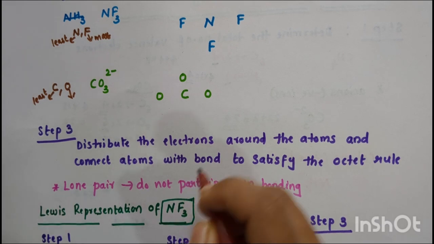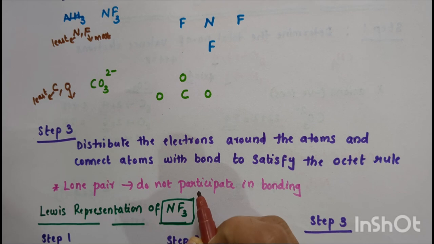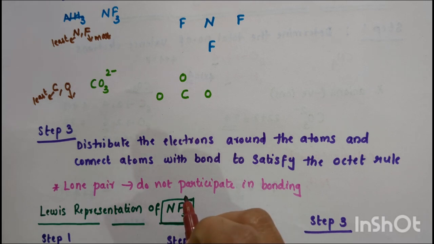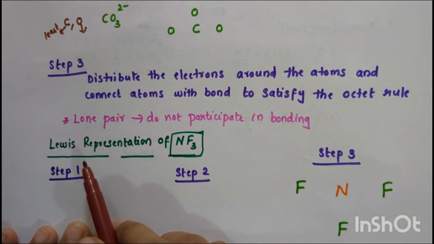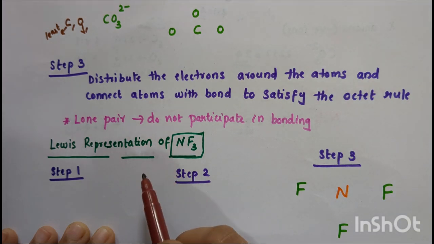What do you mean by a lone pair? A lone pair is a pair of electrons localized on a single atom, and they do not participate in bonding. They are not shared with other atoms. Let us consider one example, the Lewis representation of the molecule NF3, to get an idea about all the 3 steps.